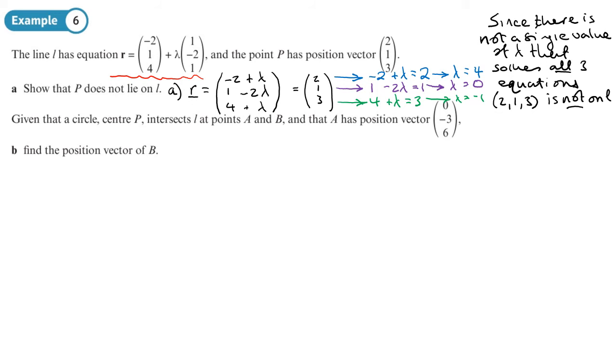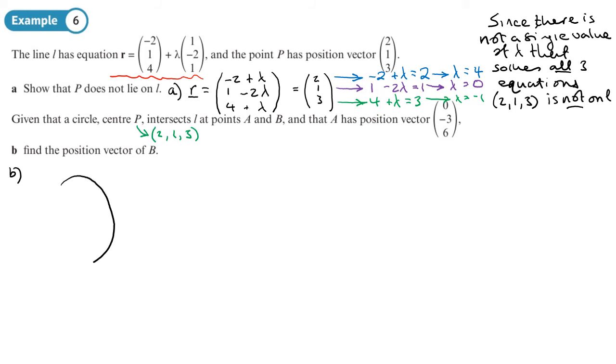Let's move to part B. Now part B says, given a circle with centre P, so that's the point 2, 1, 3, which we were given in the first bit, intersects L, the line, at points A and B, and that A has position vector 0, negative 3, 6. Find the position vector of B.